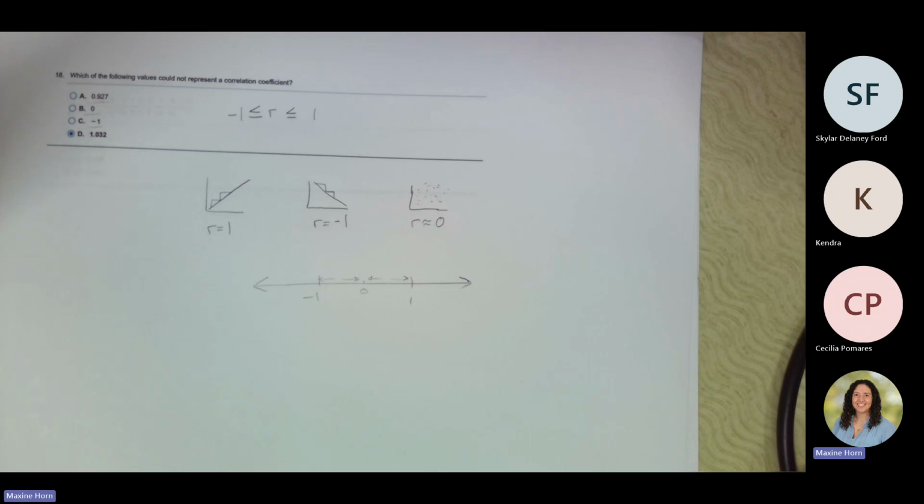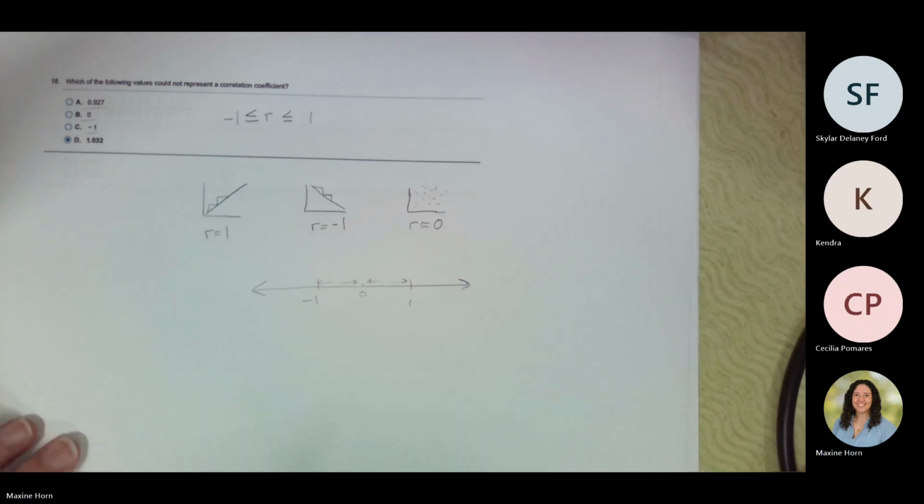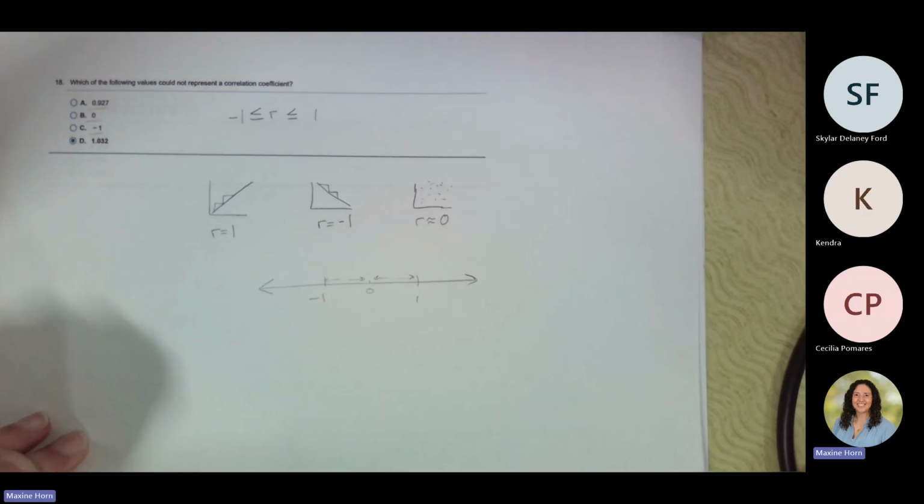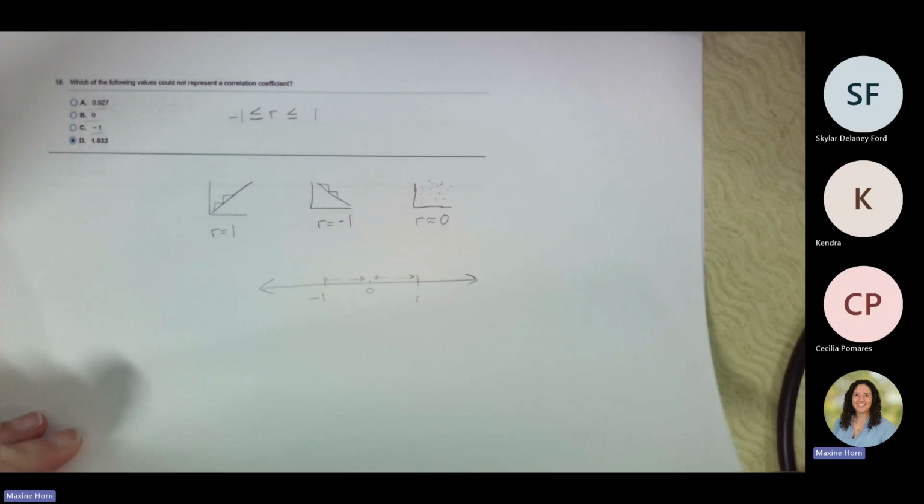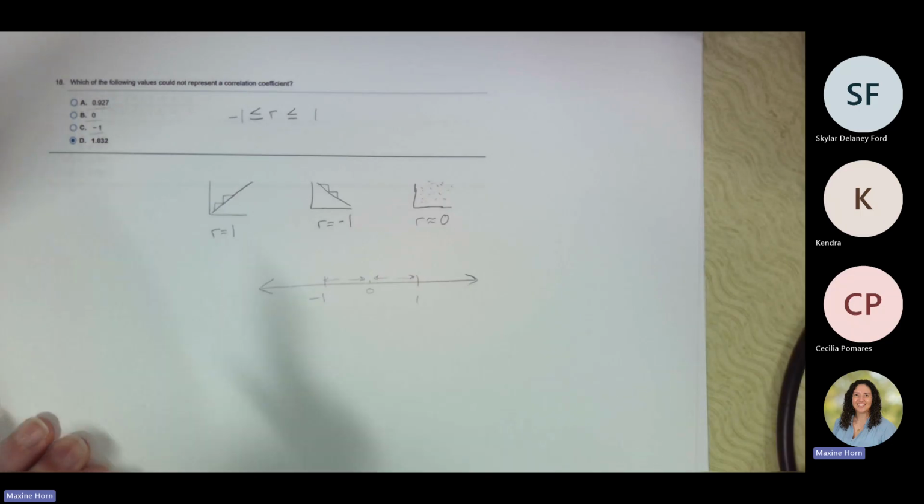Kendra, yes, I will email you the recording. Absolutely. Yeah, we're almost done. Well, almost done is a relative term. We're into the chapter 9 stuff. So yes, I will go ahead and email that to you. I'm glad they've been helpful. That's good. Okay, so yeah, that was number 18.